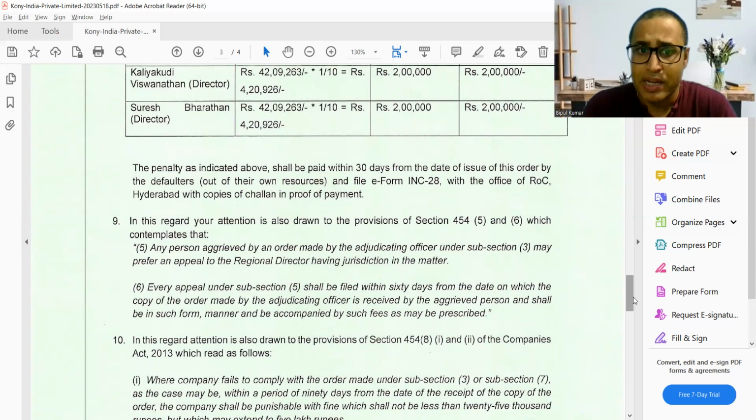In this regard, attention is also drawn to the provisions of section 454 subsections 5 and 6, which contemplate that any person aggrieved by an order made by the adjudicating officer may prefer an appeal to the regional director having jurisdiction in the matter within 60 days from the date on which the copy of this order made by the adjudicating officer is received by the aggrieved person, and it shall be in such form and manner and accompanied by such fees as may be prescribed.